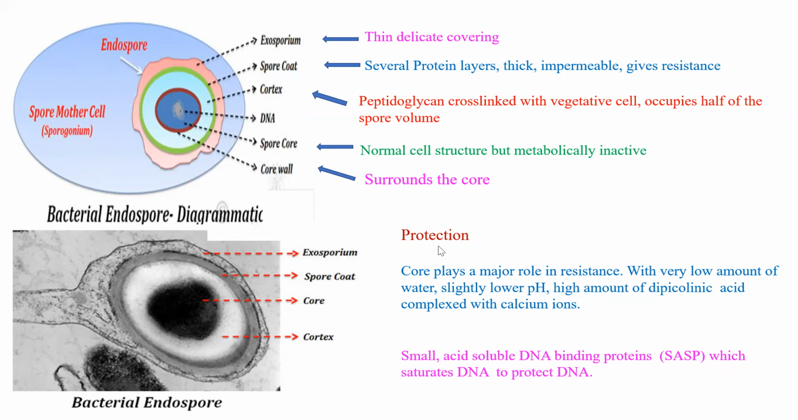This is for protection. The core plays a major role in resistance, with a very low amount of water, slightly lower pH, and a high amount of dipicolinic acid complexed with calcium ions. Small acid-soluble DNA binding proteins are also present, which saturate the DNA and protect it.